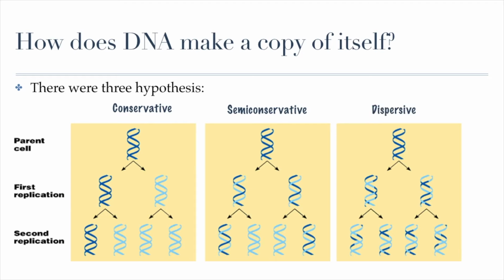A third model was proposed. It was called dispersive replication. In this dispersive model, DNA replication results in two DNA molecules that are mixtures or hybrids of both parental and daughter DNA. In this model, each individual strand is basically a patchwork of both original and new DNA.